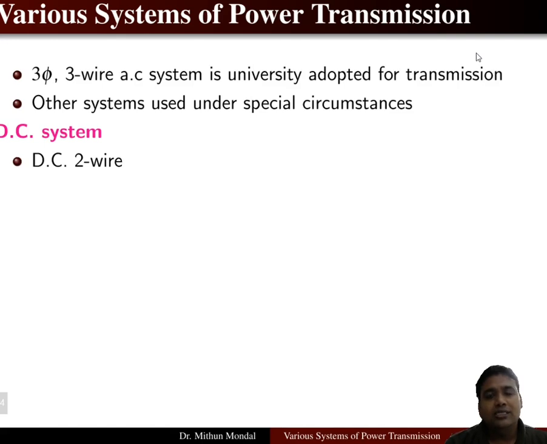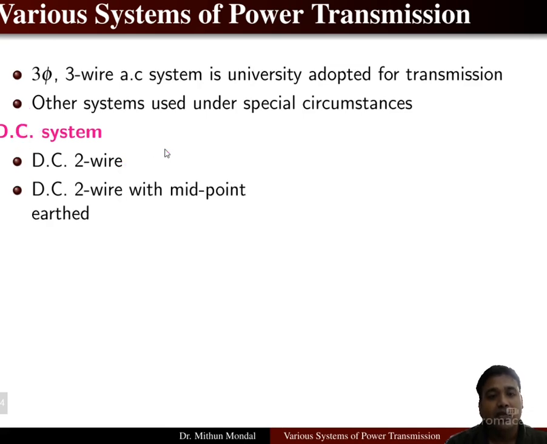So these systems are classified into various types. Let us see one by one. Among them, one system we have is DC, where the power supply is DC supply. In the DC supply you have the DC two-wire system. Then you have DC two-wire with midpoint earthed. Third, the DC three-wire system, where instead of two wires we are using three wires.